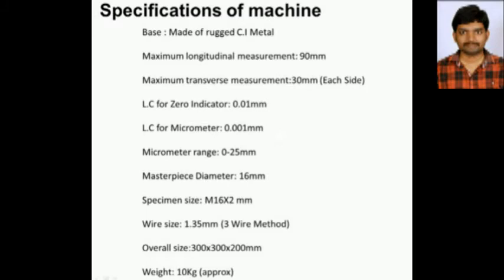The specimen size is M16 times 2 mm, and the wire size is 1.35 mm, that means the 3 wire method. So the overall size of the machine is 30 by 30 by 200 mm, and the weight is normally 10 kgs. Okay, so these are the specifications of this machine.